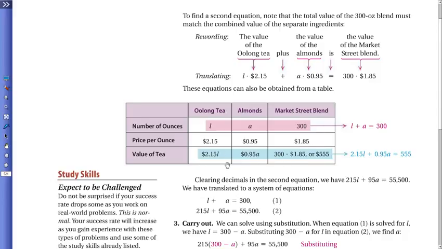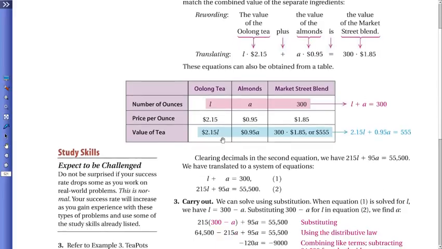Can I figure out an addition problem for that too? Well, the amount of money I spent on oolong tea and the amount of money I spent on almond slices is represented by these expressions. If I add those together, I should get what it costs for 300 times $1.85, which is the price per blend, right? See how they did that in an organized way? L times this, A times this, 300 they actually gave us. It's not a variable. We know that there were 300 ounces made, and then I can get the value of that.